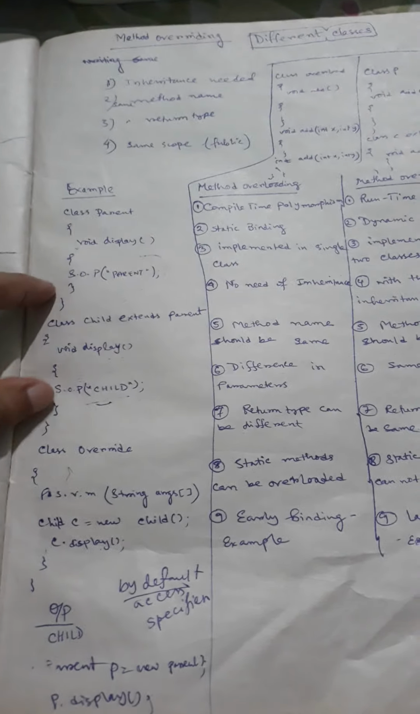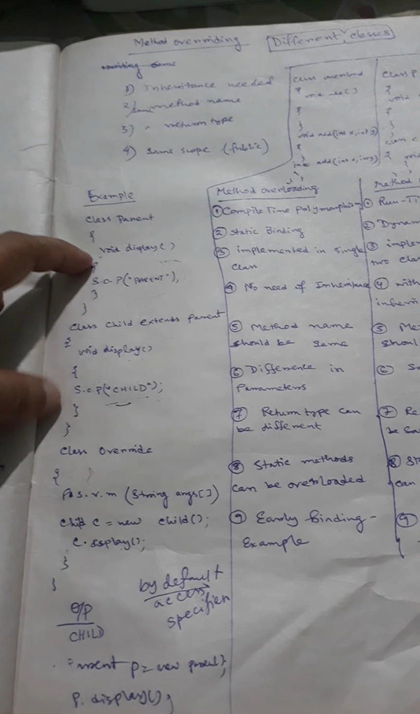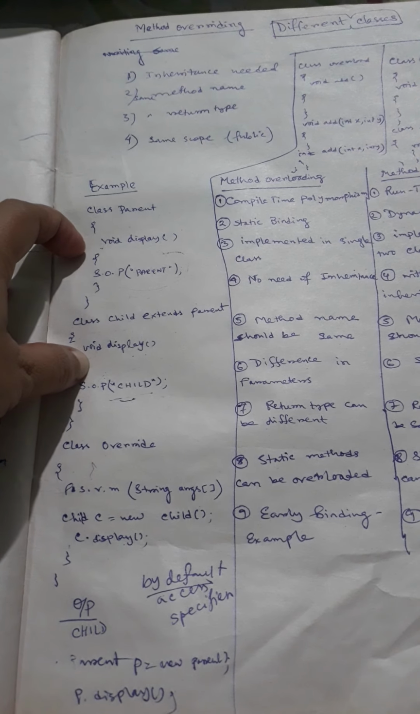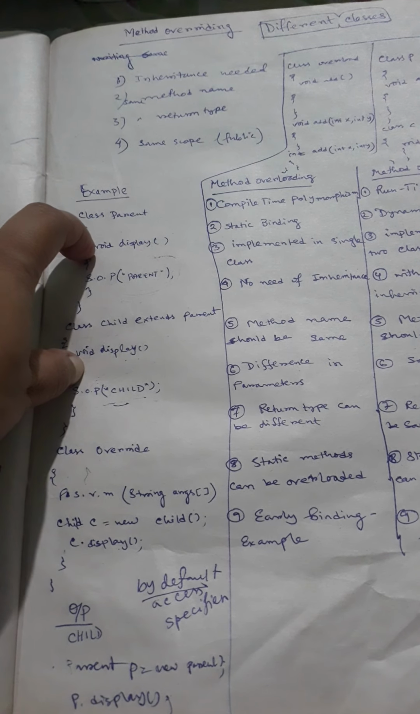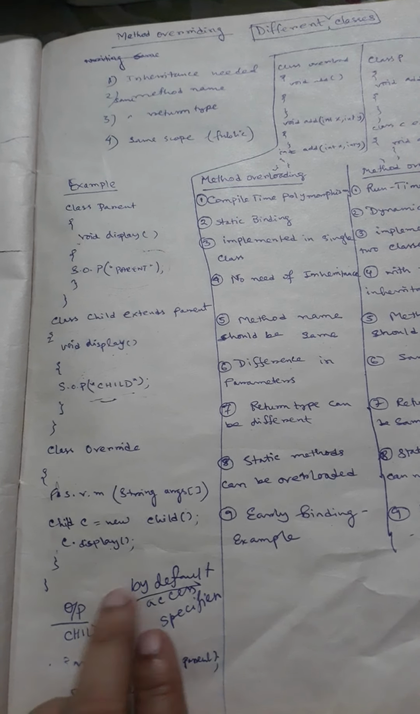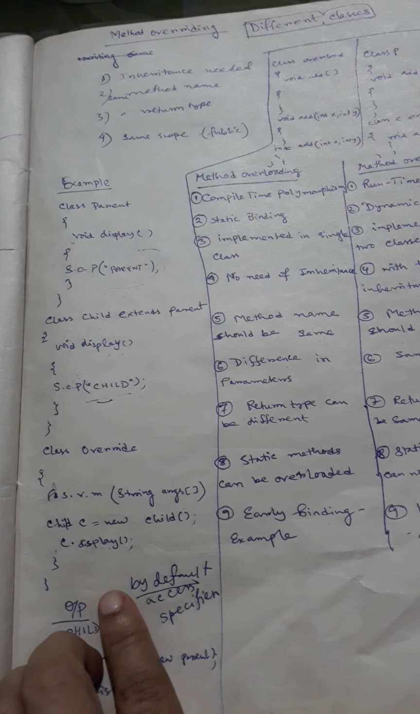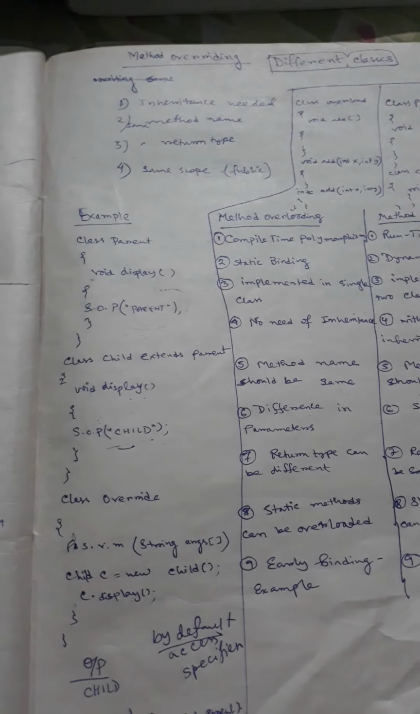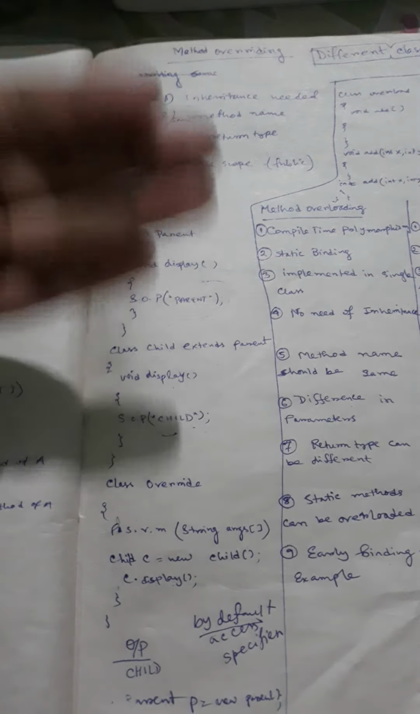Condition 4 is the same scope, which means the method should be public, but here the access specifier is not present. So the default access specifier is used by default. All of you have heard this: default is the access specifier name. So here all 4 conditions are satisfied to create the overriding method.